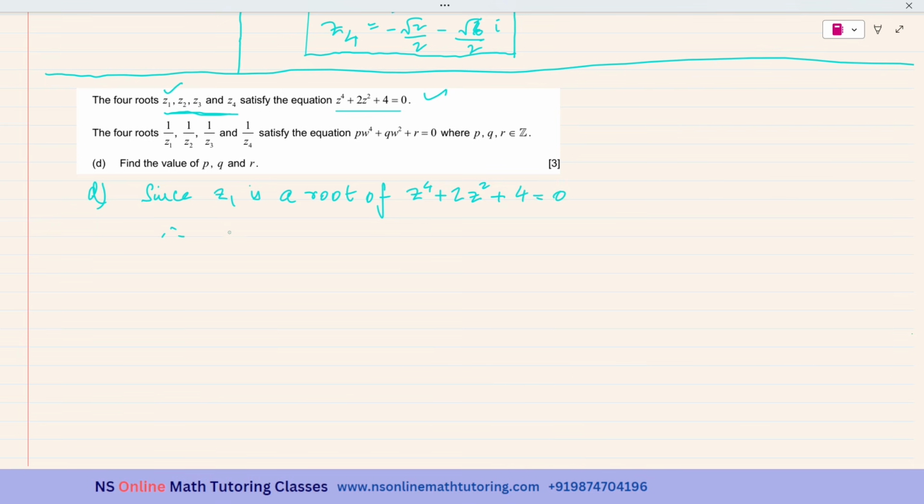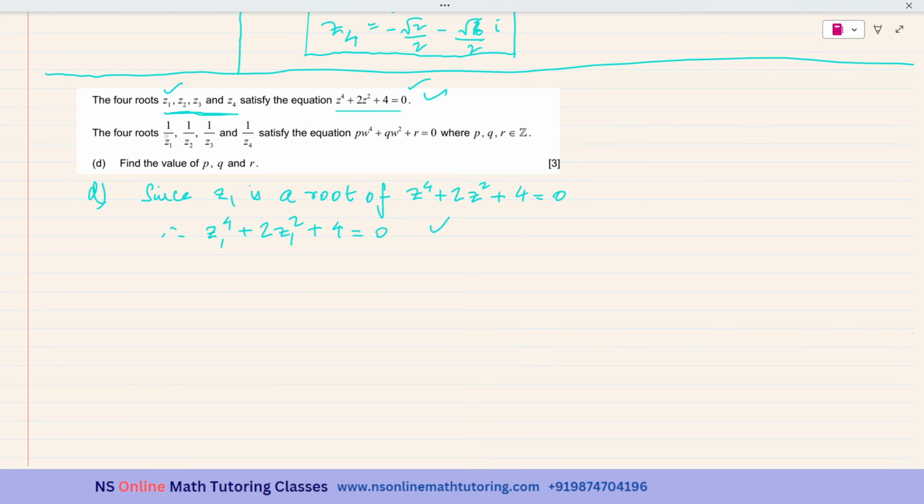Therefore, z1 to the power of 4 plus 2z1 squared plus 4 is equal to 0. You can substitute z1 or z2 or z3 or z4. For each of these roots, the equation will get satisfied. Okay? So we are getting this equation.